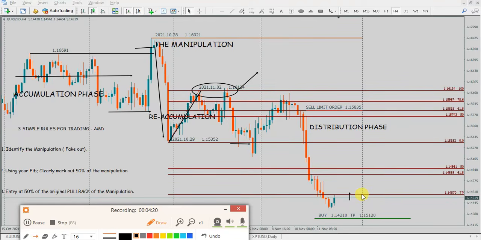And then the same tool is going to give us our take profit, and then we can set our stop loss just a few pips above the original 50%, and then have our objective here, and then go have a beer and wait for your trade to play out. So that is how I trade AMD, the accumulation, manipulation and distribution.